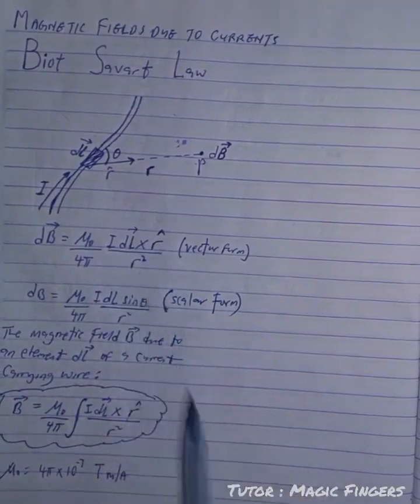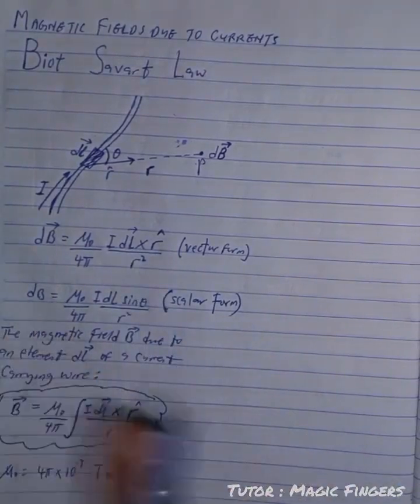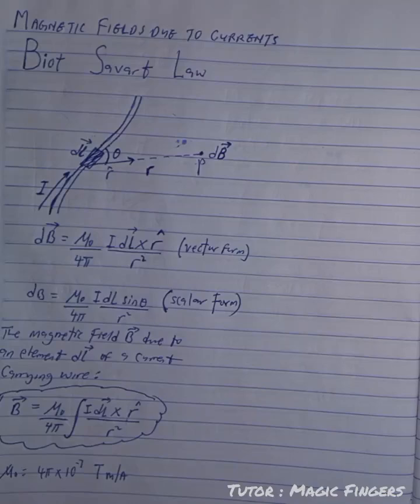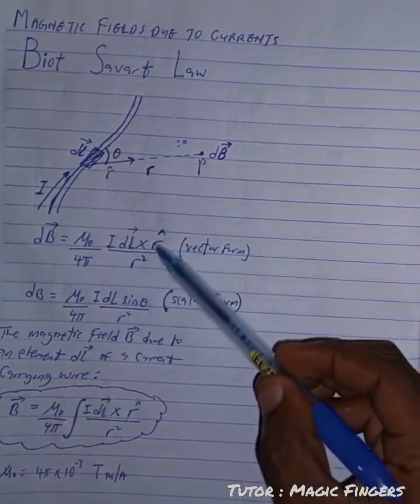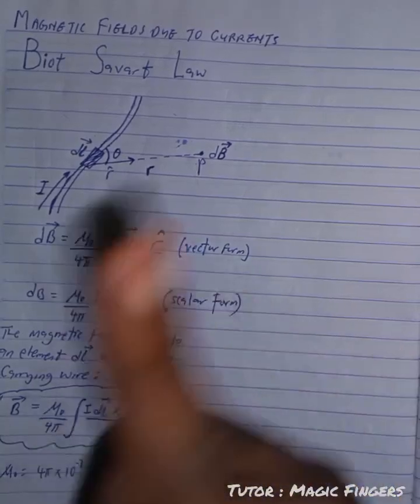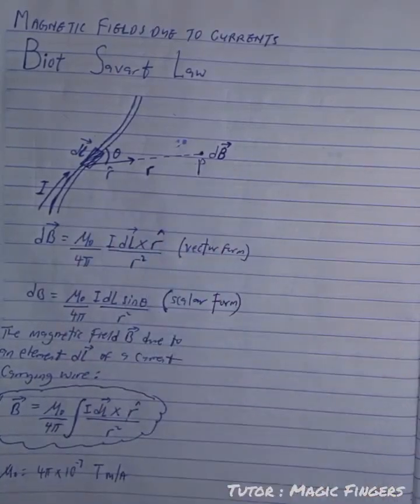Now, if I get this in scalar form, look at this cross product. Remember, A cross B is magnitude of A, magnitude of B, sine theta. So the magnitude of this, I'll write it as dl. And remember, for a unit vector, the magnitude is equal to 1. Then I will now write sine theta.